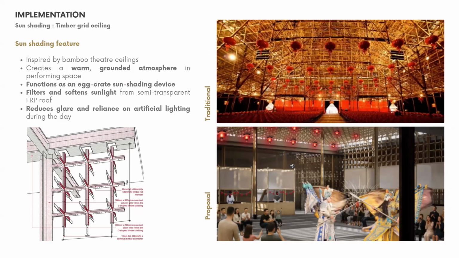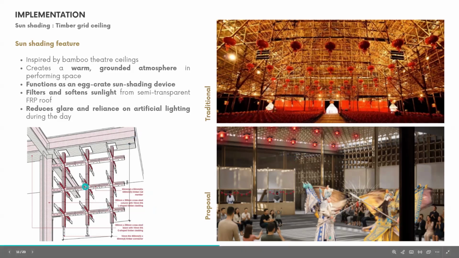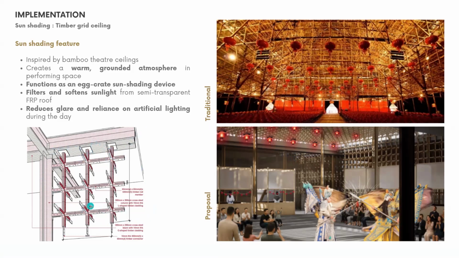Next is the timber grid ceiling. It is used as a sun shading feature, similar to a crate sun shading device. This shows the details of how this timber structure is constructed. The addition of this ceiling gives it a more grounded and warm feeling, also referenced from the traditional bamboo theaters you can see. It helps to filter and soften sunlight from the semi-transparent FRP roof and reduces glare and reliance on artificial lighting during the day.